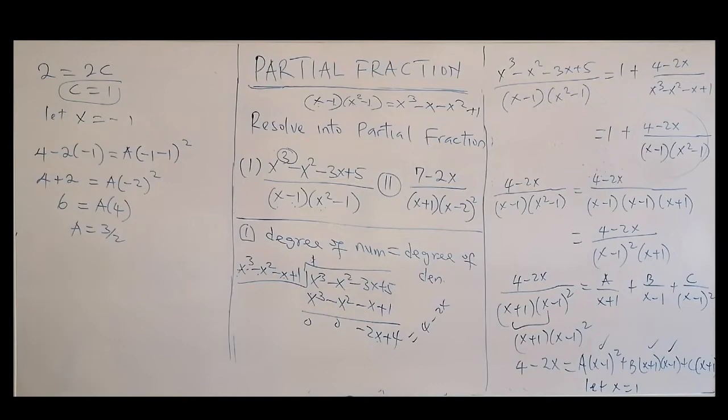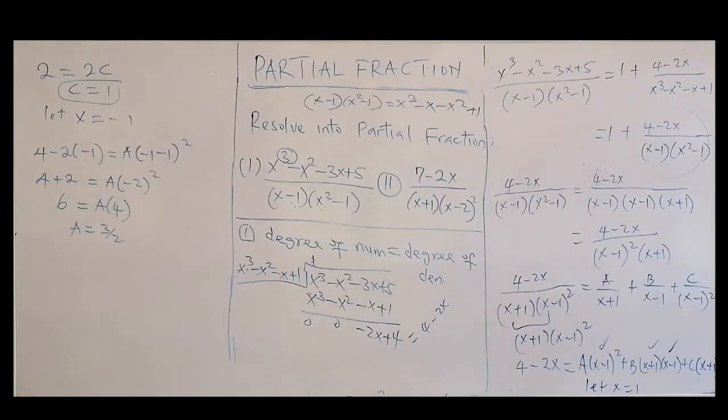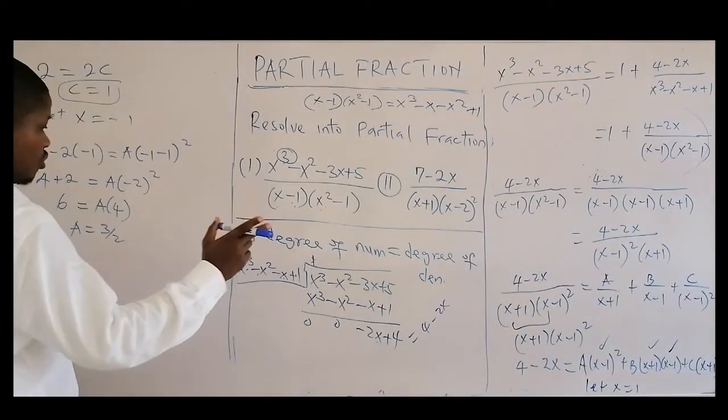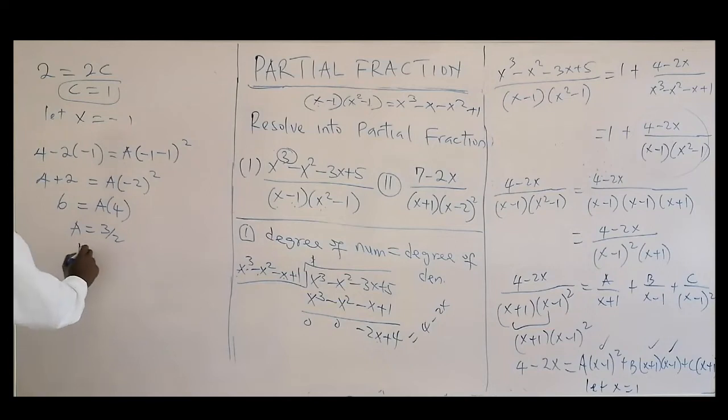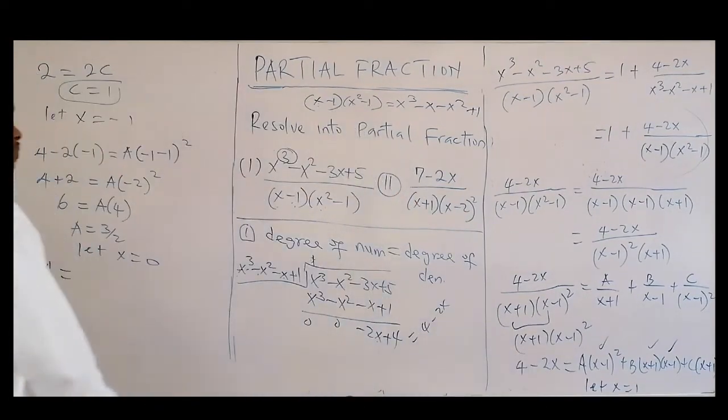Then the next one we can do now. What else again can we pick? We can pick any value for x. Let x go to 0 because we just need one unknown. So let x be any value you like. Let x go to 0, but make it a small value. And now we go to 4 minus 2 times 0, that's 0. Then first one we have A into bracket 1.